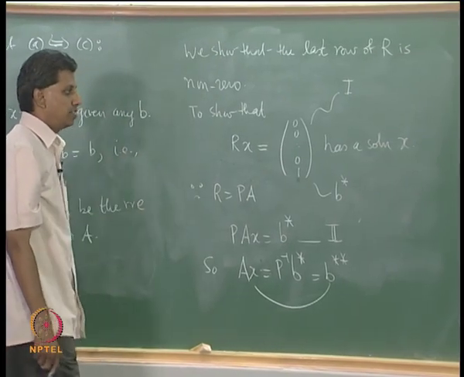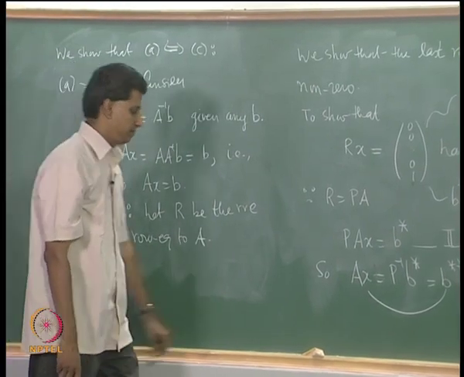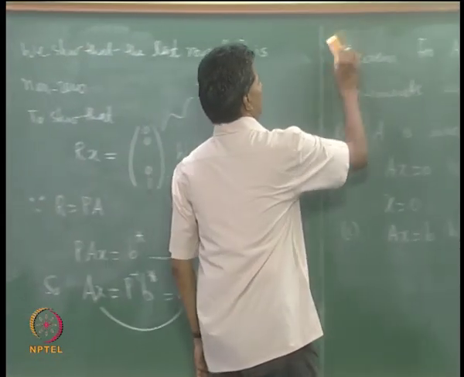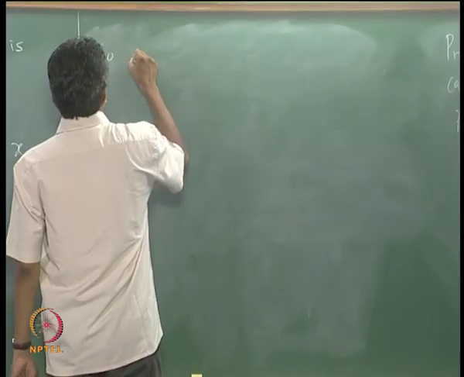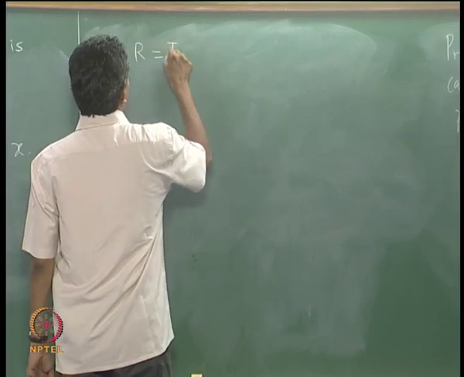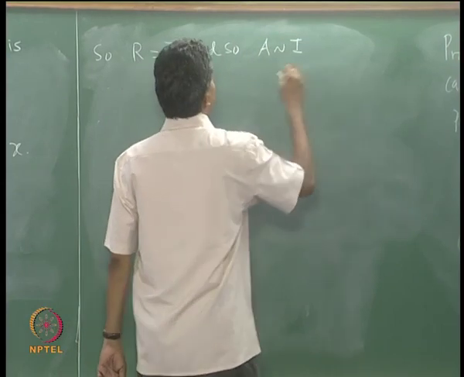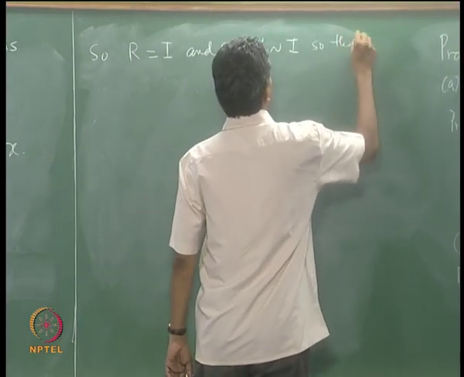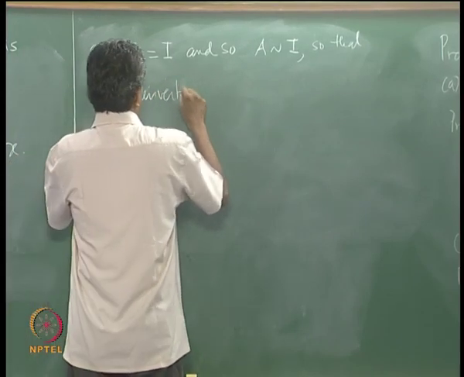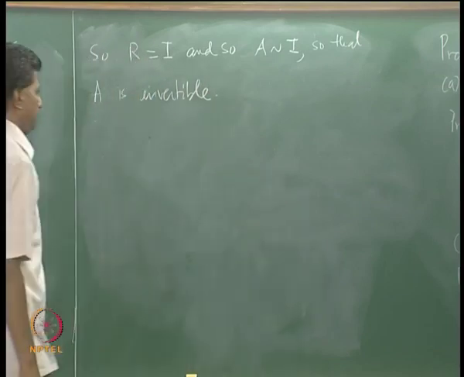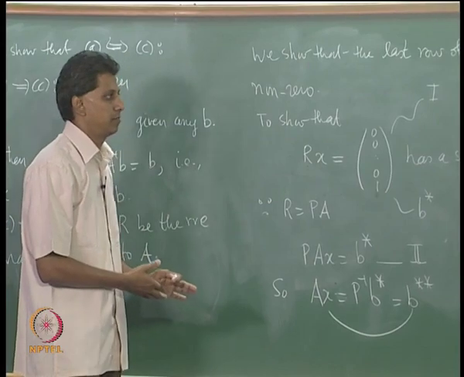So the last row of R has to be non-zero. So A is invertible. That is the last line of the proof. So R is equal to I, and so A is row equivalent to I, so that by the previous theorem, A is invertible. And that is the proof of this theorem.